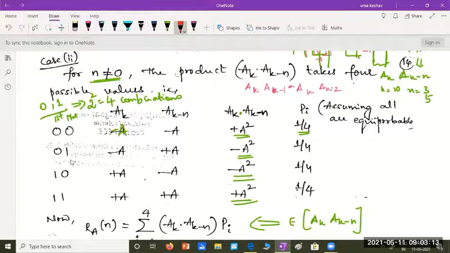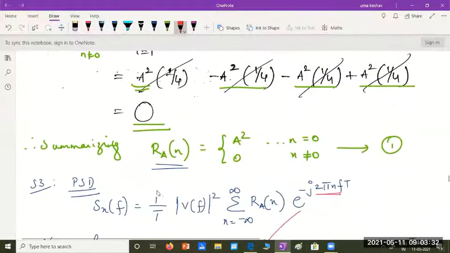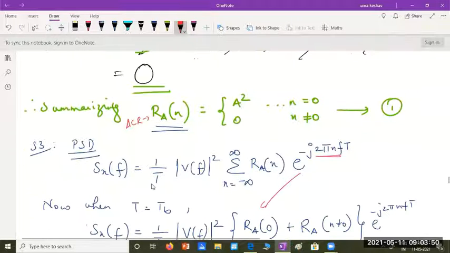So if there are 4 possibilities, because there are 2 bits, 4 possibilities means all will occur with probability 1 by 4. And then we found the value of RA of n, for n not equal to 0, and it turned out to be 0. So we could get the value of the autocorrelation function here. So summarizing, you got the expression for autocorrelation function. And then from that, we know how to find the PSD.